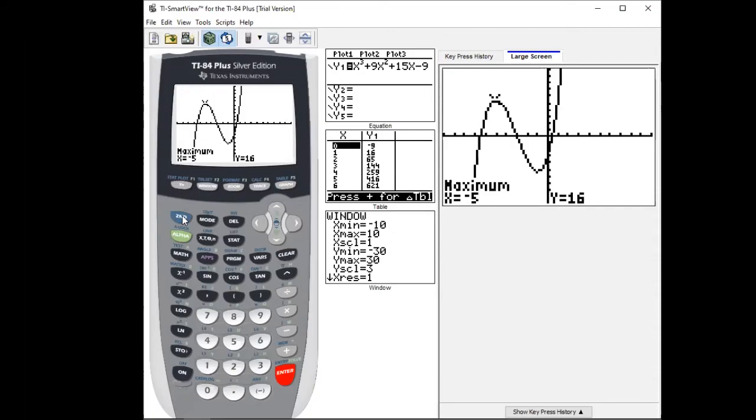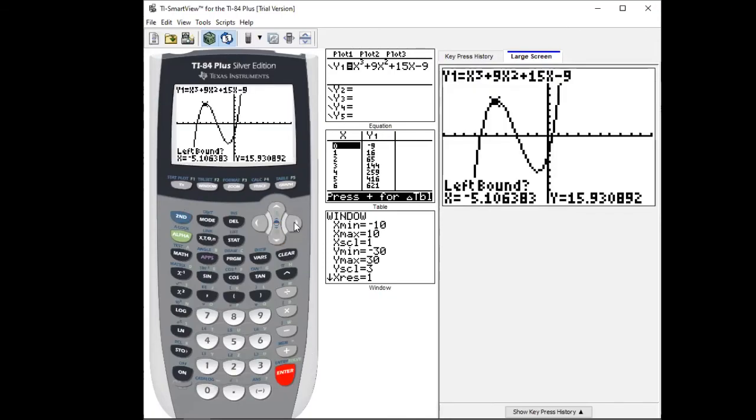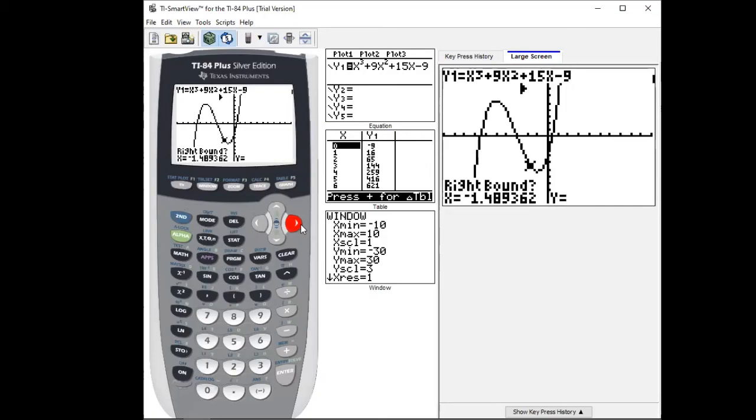Now I'm going to calculate the low point, which is the minimum. So again, I'm going to hit second, calculate. This time I'm going to go down to minimum and hit enter. And then it's left bound. So working your way to the bottom of the hill or the valley, whatever. Work your way down. You don't have to get that close. So remember, you need to be to the left of the bottom of the valley there. So hit enter. Now you're going to move the right bound past the bottom. And then you're going to hit enter, enter. And it should move me to the bottom. Aha. Oh, -16, symmetry. Cool.